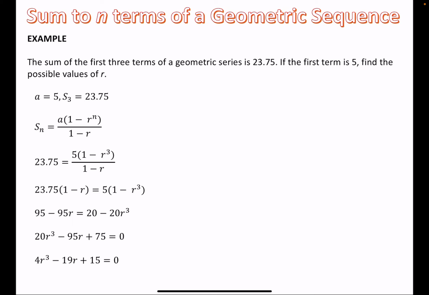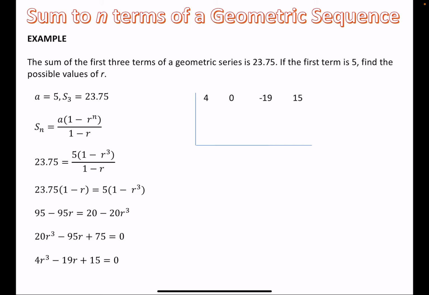Okay, if we're going to solve something like that, then we need synthetic division. So we've got our numbers across the top. Be very careful here. All these little things you're expected to know. If we're putting our numbers across the top, we have 4, we have 0, we have minus 19, and we have 15. So it's the coefficient of each of the terms: r cubed, r squared, r, and no r. So 4, 0 for r squared, minus 19, and 15.